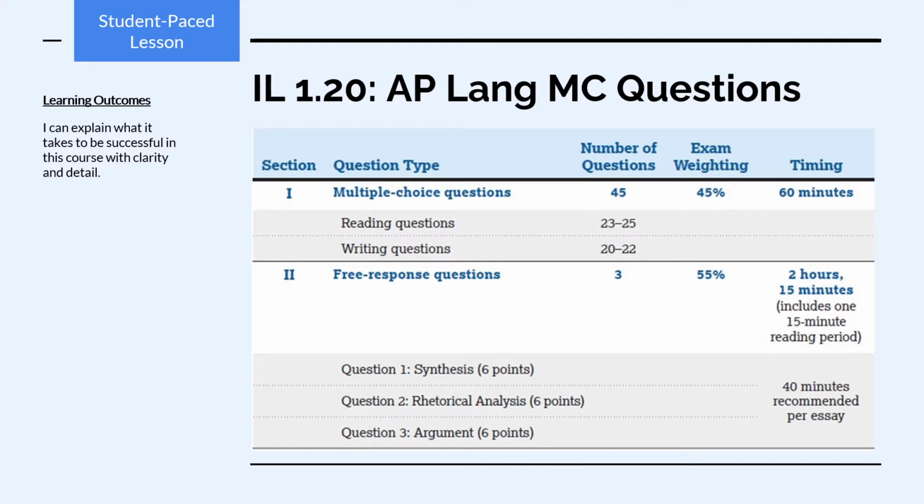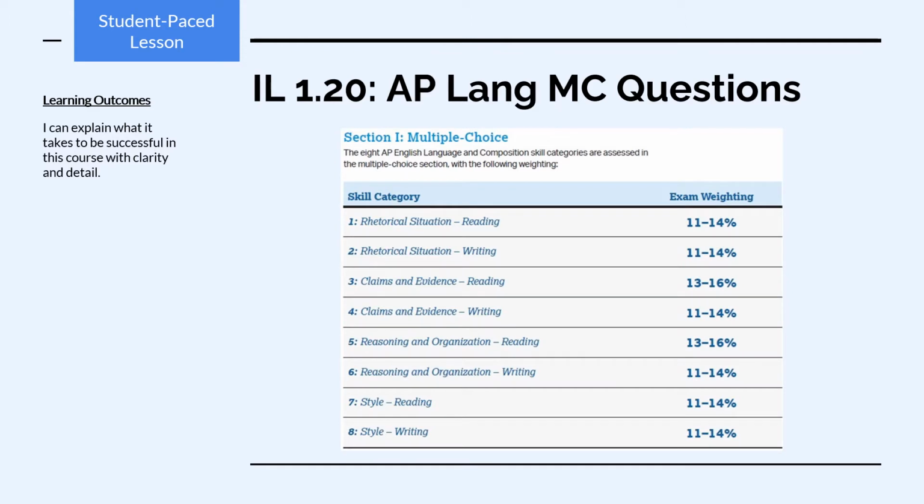Section 1, your multiple choice section, consists of 45 questions, and those are divided into reading questions and writing questions, and it's about an even number of each, with just a few more reading questions total than writing questions. The weight of Section 1 is 45% of your exam grade, and it's timed at 60 minutes to complete 45 questions. Here is a kind of breakdown of how these skills are tested on the exam.